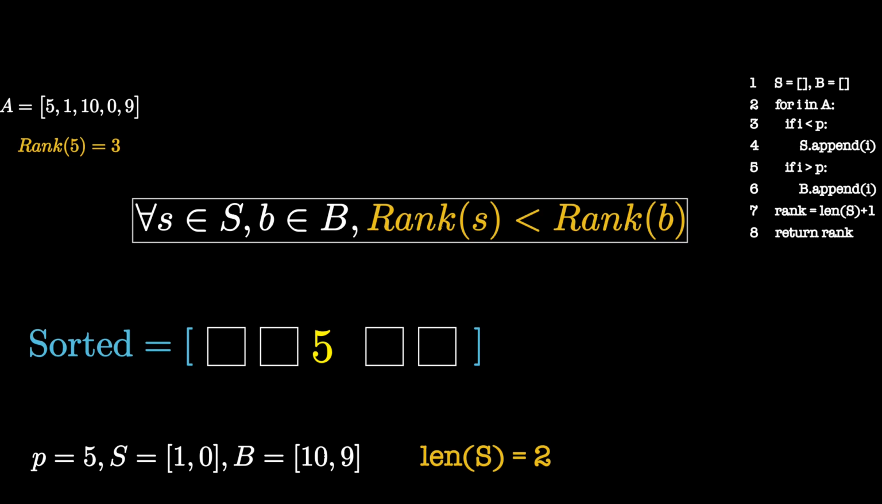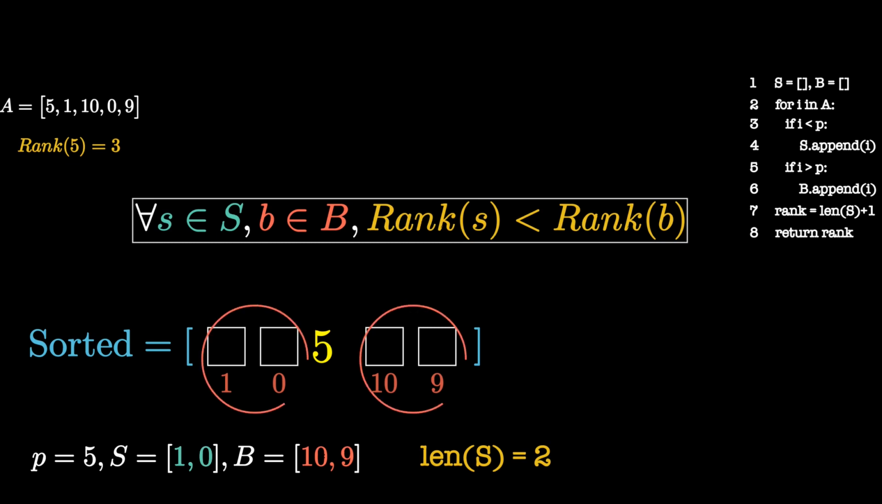This is simple because we know that we have compared all of these elements with 5. If 1 is smaller than 5 and 10 is larger than 5, then 1 must come before 10 in the sorted list. But it's also crucial because now we don't need to compare these elements with each other. We still don't know the relative order of elements in S, but we do know that all of them are going to be to the left of 5 in the sorted list, and the elements in B are going to be to the right of 5 in the sorted list.